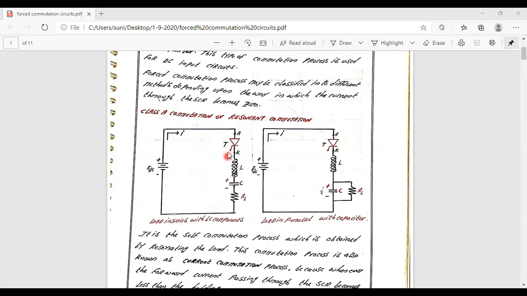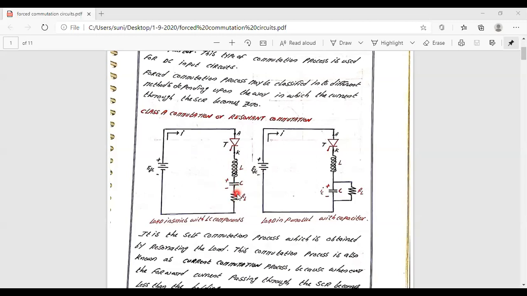To reduce the current value to less than the holding current, we need to place the commutating elements in the circuit. Those commutating elements are this inductor and capacitor. Whenever the inductor and capacitor are placed, the condition for commutation is going to be met when these three elements form an underdamped circuit.